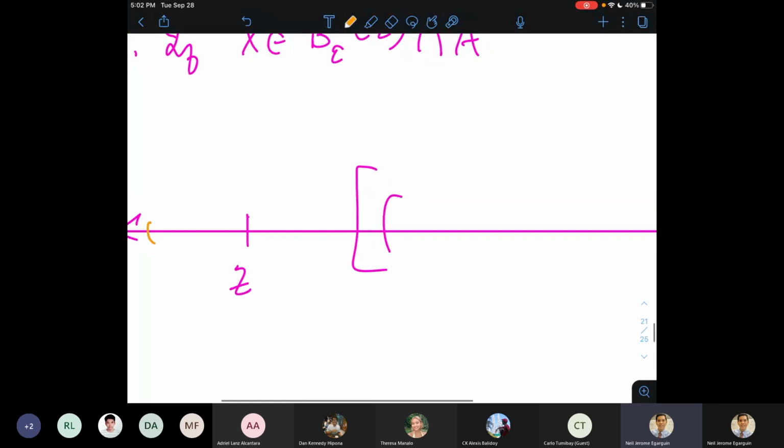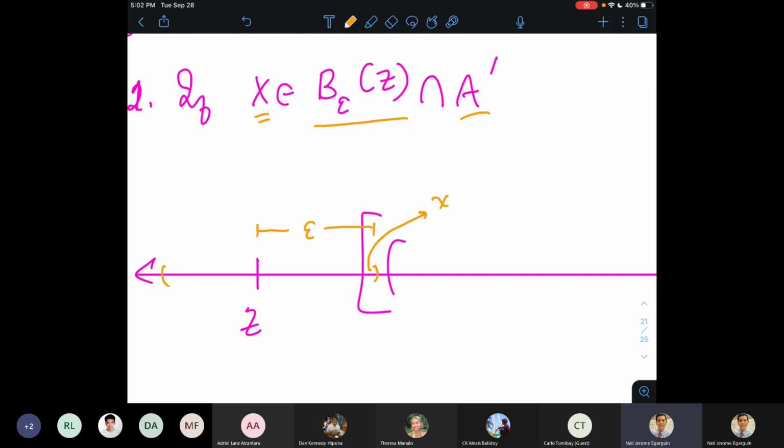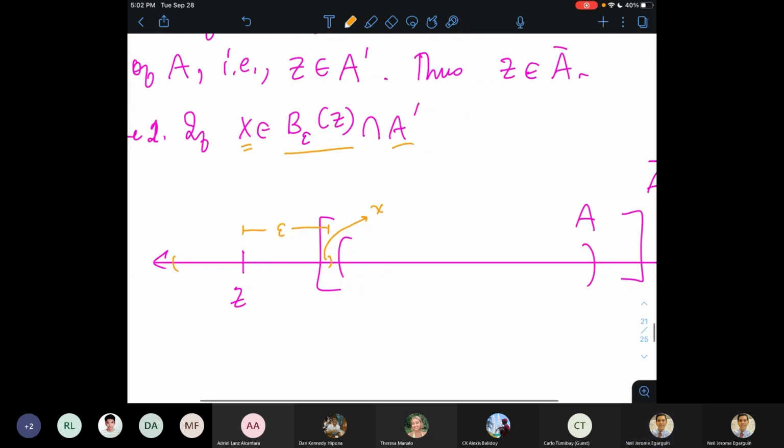Starting here until here. Okay, that's my epsilon. I can get an element X from that intersection, because we said in the assumptions for case number 2 that there is an element X in the intersection of the epsilon neighborhood and A prime.